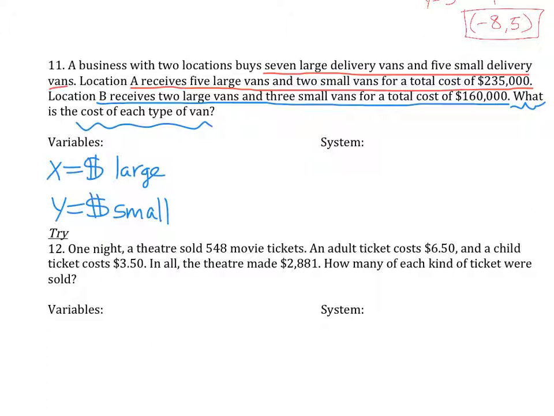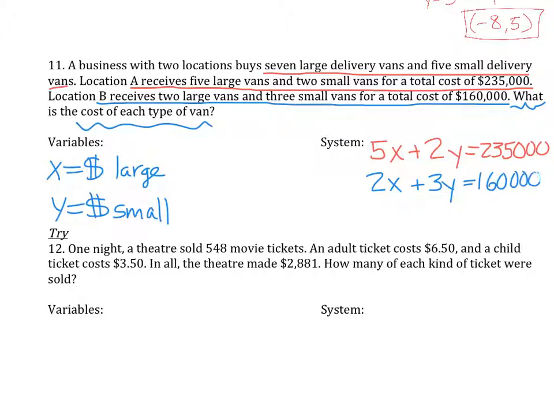Okay, so for location A, it looks like they have 5 large vans, and remember large vans is X, plus 2 small vans, and small vans is Y, and their total was $235,000. Okay, then my second equation for location B, they have 2 large vans plus 3 small vans, and their total cost is $160,000. Okay, so at that point, I can go ahead and match up my opposites, add down, do the whole 9 yards.